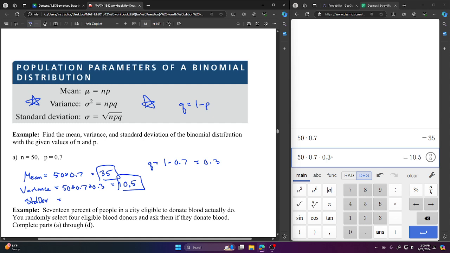Standard deviation. They say basically what I had, my variance, and I'm just going to take the square root of it. So whatever I had, square root, and there we go. So square root of the 10.5. And here we go. 3.24. And there we go. Let's pause.